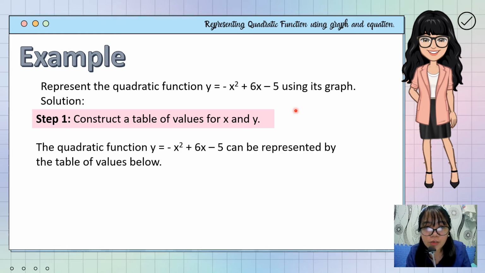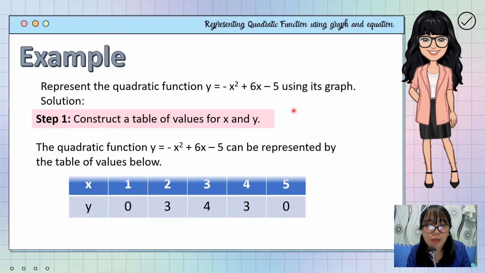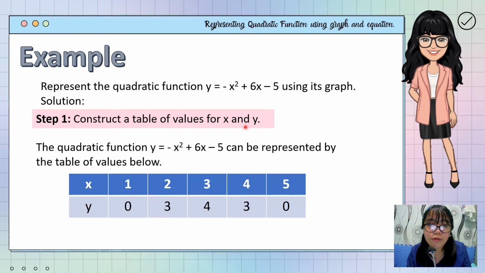Again, we need to construct a table of values. The quadratic function y equals negative x squared plus 6x minus 5 can be represented by the table of values below. x is equal to 1, 2, 3, 4, 5, then y equals 0, 3, 4, 3, 0. The values of x are ones we decide on, and the values of y we get by substituting the value of x into our quadratic function.